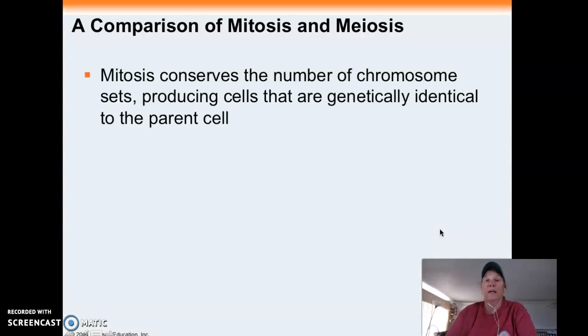When you compare them, mitosis conserves the number of chromosomes. Your new cells are going to have exactly the same chromosome number as the one they came from, and they're genetically identical to the parent cell.